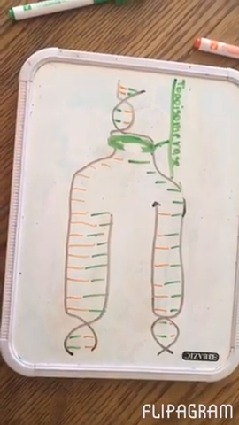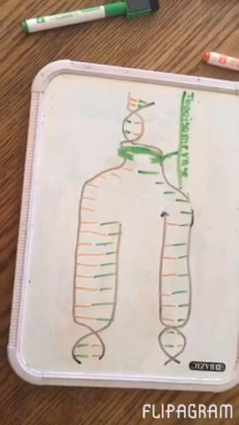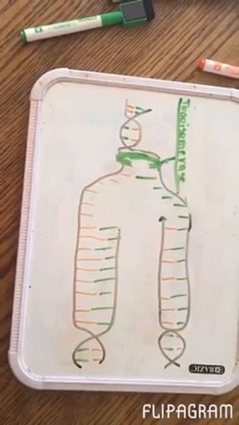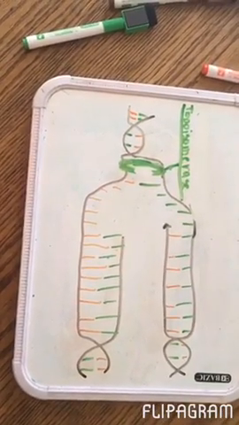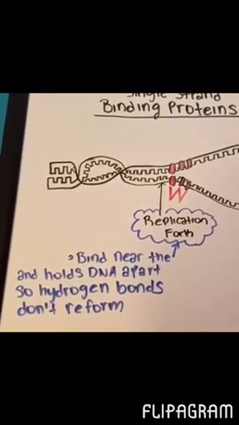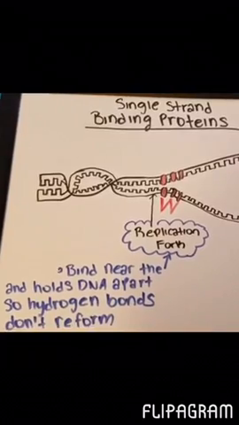Topoisomerases are enzymes that participate in the overwinding or underwinding of DNA. During DNA replication and transcription, DNA becomes overwound ahead of a replication fork. Single-strand binding proteins bind near the replication fork and hold DNA apart so hydrogen bonds don't reform.